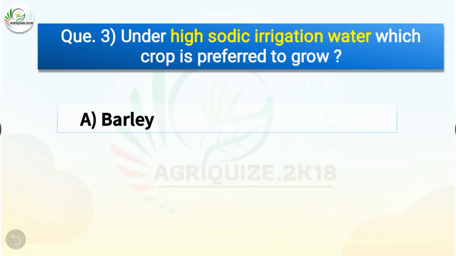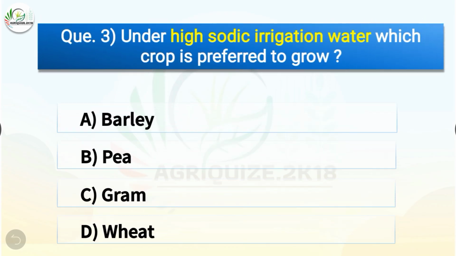Question number 3. Under high sodic irrigation water, which crop is preferred to grow? The options are barley, pea, gram or wheat. The correct answer is option A, barley. So under high sodic irrigation water, barley is the crop which is preferred to grow.